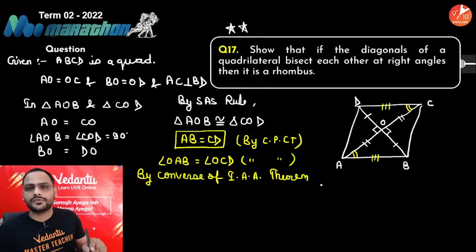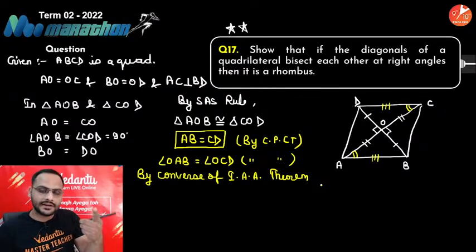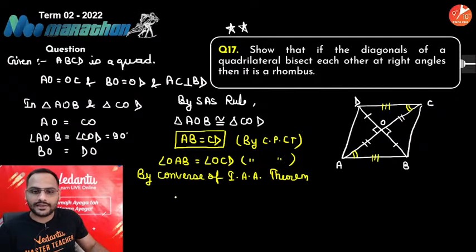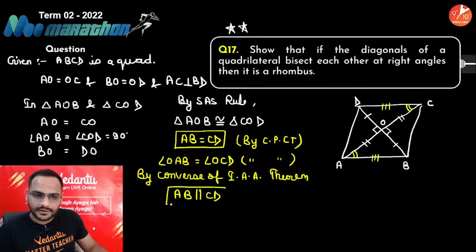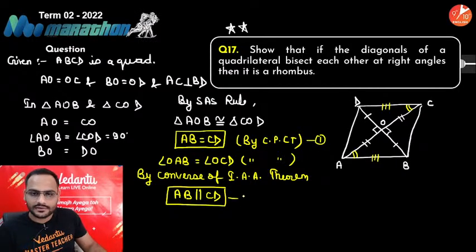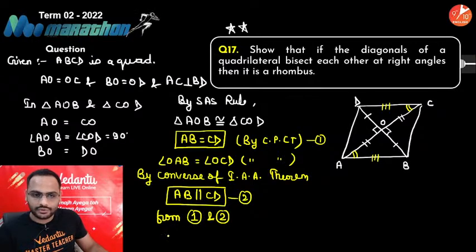Interior alternate angle theorem says that if lines are parallel, interior alternate angles will be equal. Converse theorem says that if interior alternate angles are equal, lines will be parallel. I can say AB is parallel to CD. And from these two equations, chalo bhai hamari equation 1, this is equation 2. You can clearly say, sir, from equation 1 and 2, I can say ABCD is a parallelogram. ठीक है, halfway done.